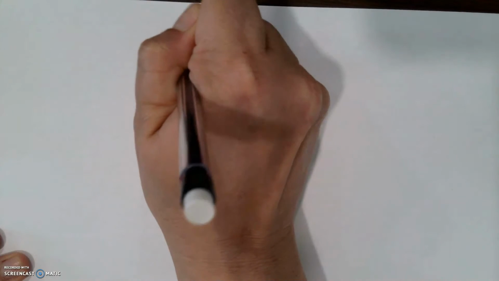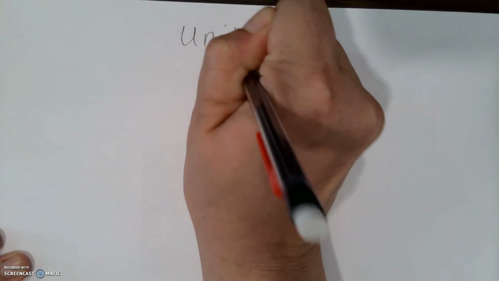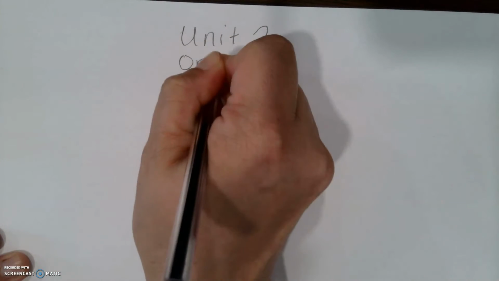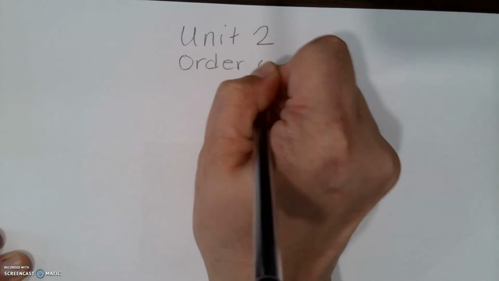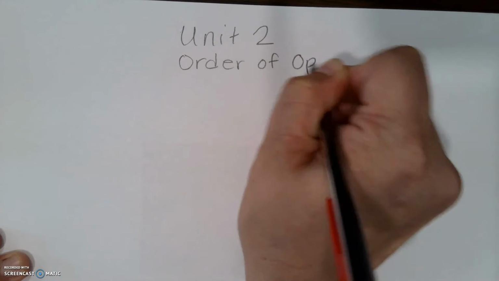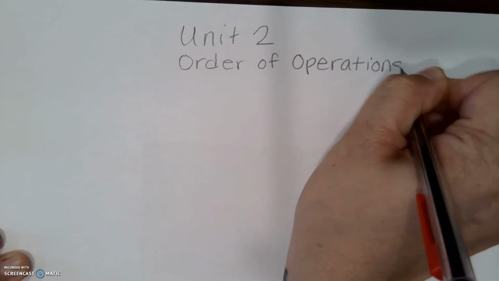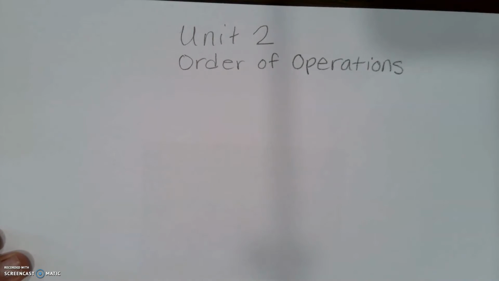My name is Mrs. Aiken, and I'm going to be your guide through Unit 2, Order of Operations. Now, that seems like a pretty big term, but it's not that scary. We just have a few vocabulary words that I want to cover before we get into the unit.